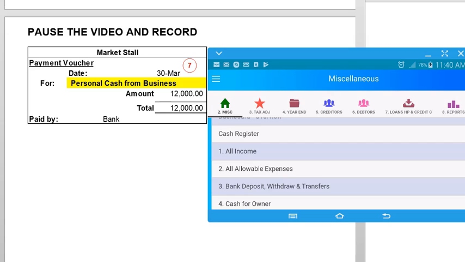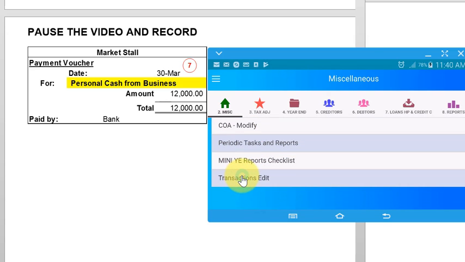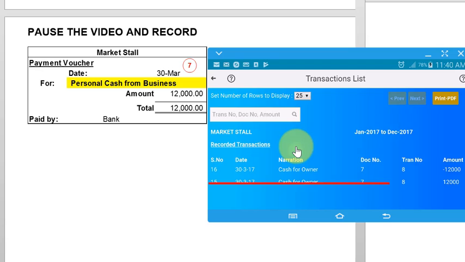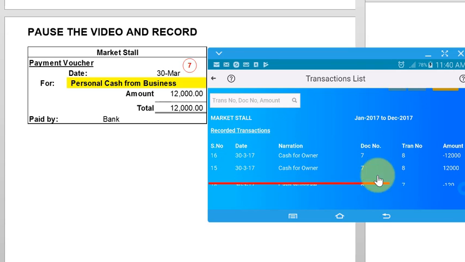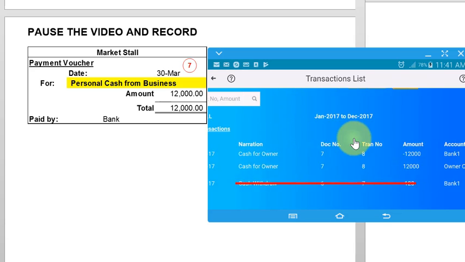Well, for those who have recorded, thank you very much. So what we need to do is to confirm what has been recorded. So we're still in miscellaneous number 2. We scroll down and we get to transaction edit. We're looking for document number 7. There it is. And the amount is 12,000. The money came from the bank account, which has a negative, and it ends up on the owner's cash before tax, 12,000. We seem to be correct.